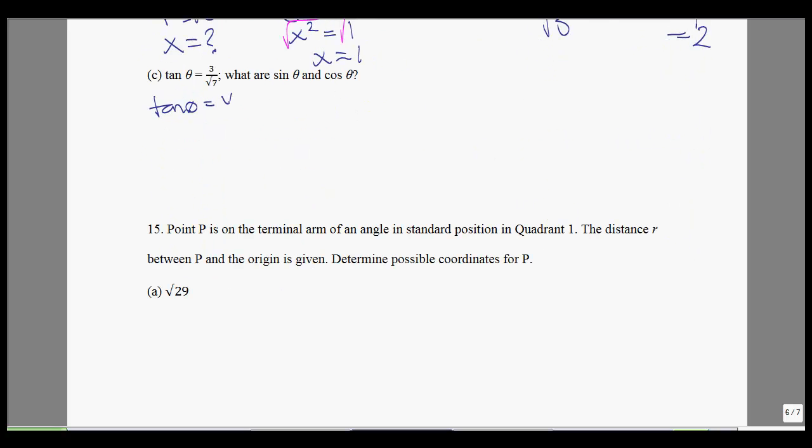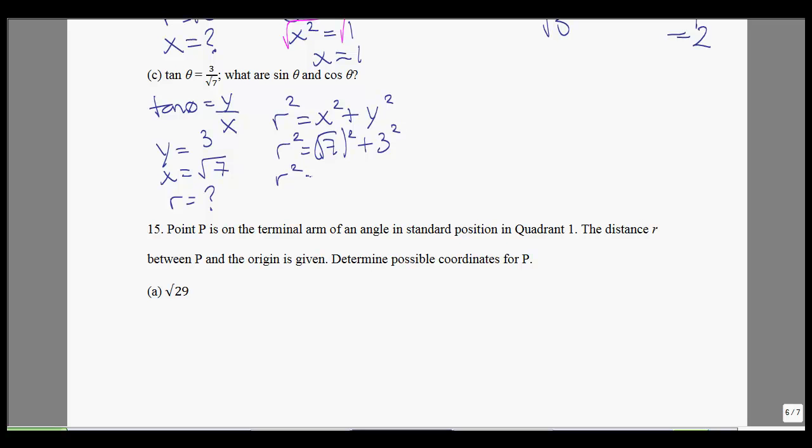And tan theta equals our y over our x, and hence our y equals 3, and our x equals root 7. We need to find r. We'll use Pythagorean, hence r squared equals x squared plus y squared. R squared equals root 7 squared plus 3 squared. R squared equals 7 plus 9. R squared equals 16. Square rooting both sides, we find that r equals 4.